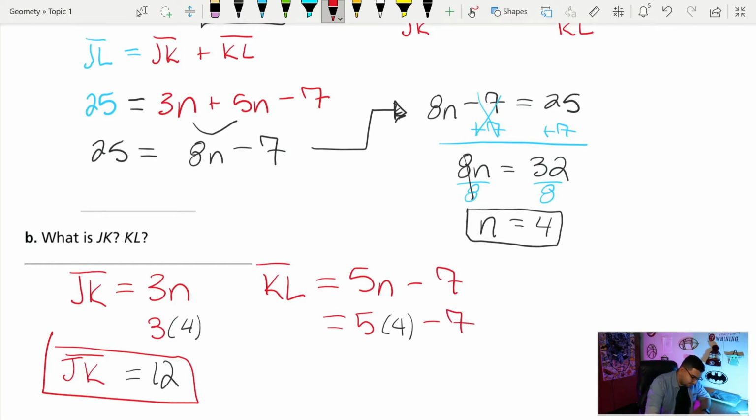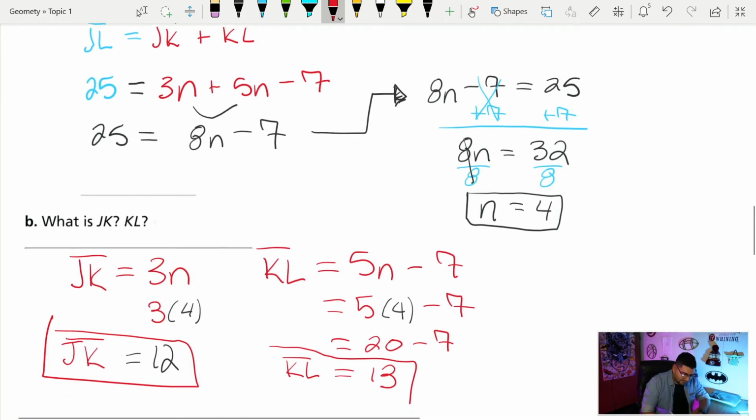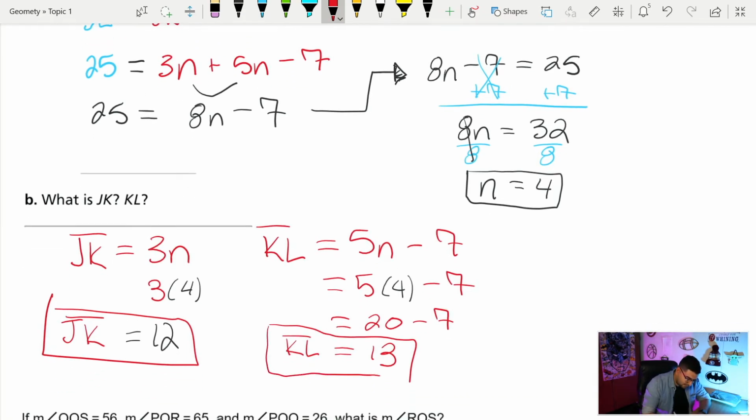And I have minus 7. So this would equal 5 times 4, that is 20, minus 7. So 20 minus 7, that would be 13. So I know KL equals 13. And this is how we solve this problem.